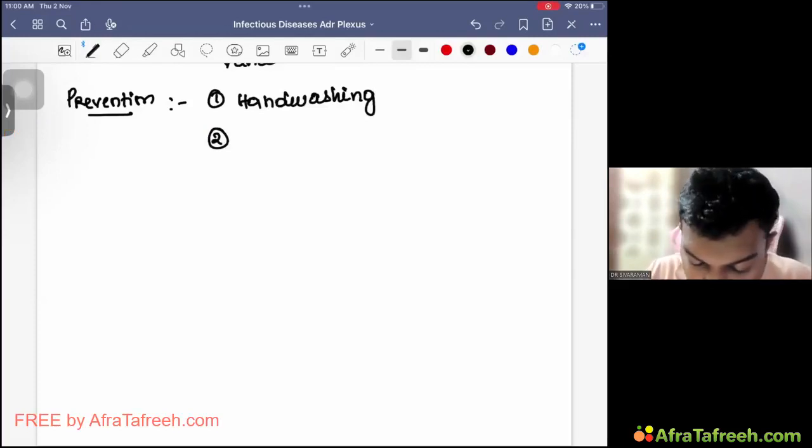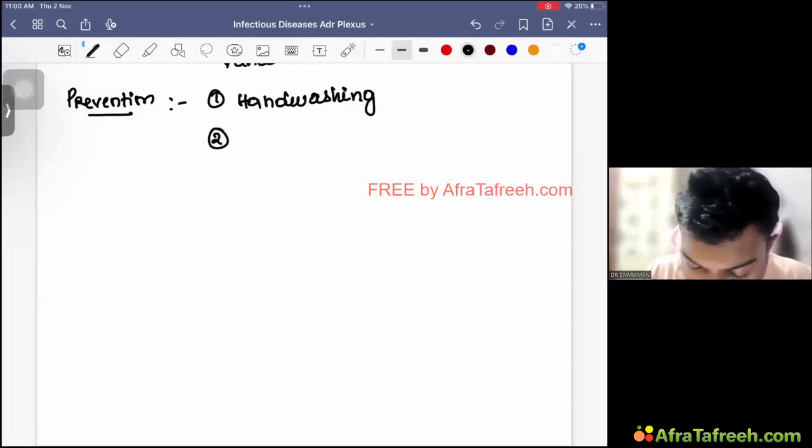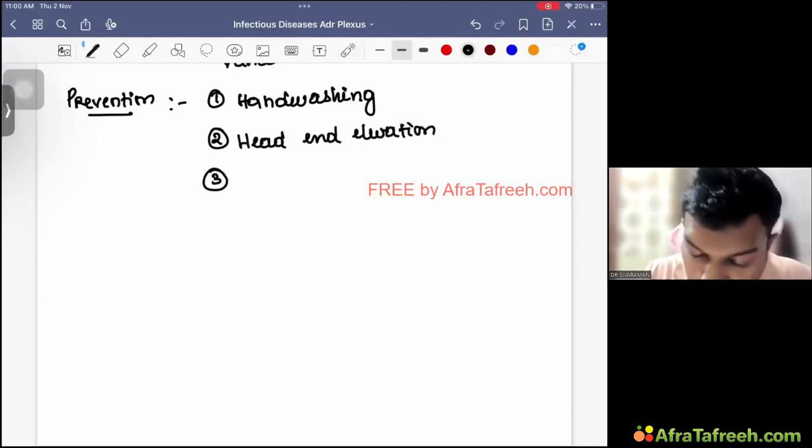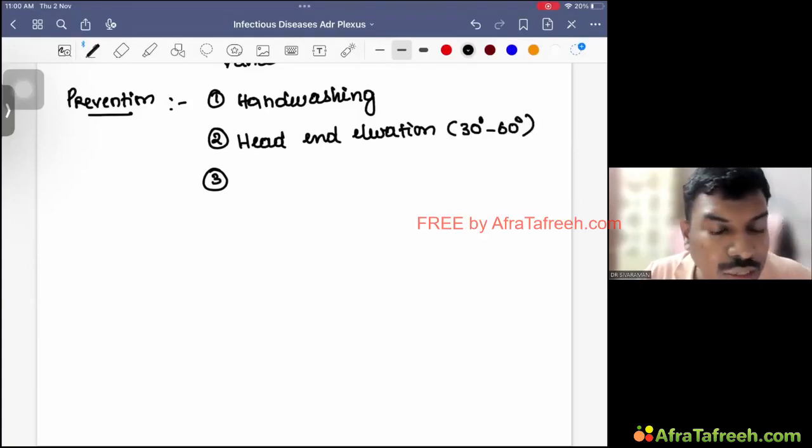Then next is head end elevation. That is the second important thing. You keep the patient's head end elevated 30 to 60 degrees. One thing is to prevent aspiration, and another thing is to prevent gastric acid aspiration.